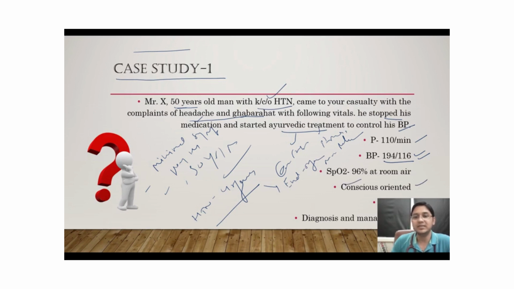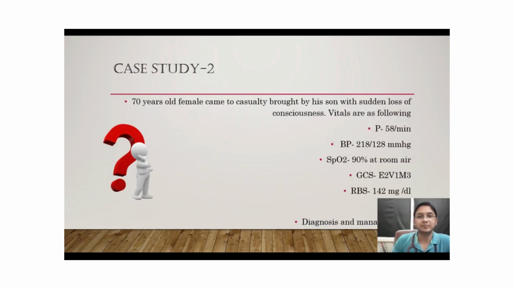Saturation also, patient is conscious, oriented. GCS is 15. So patient is well. We can manage the patient on OPD basis. So diagnosis is hypertensive urgency. How to manage? We can start with oral antihypertensive. We can admit in general ward, and then monitor the BP.